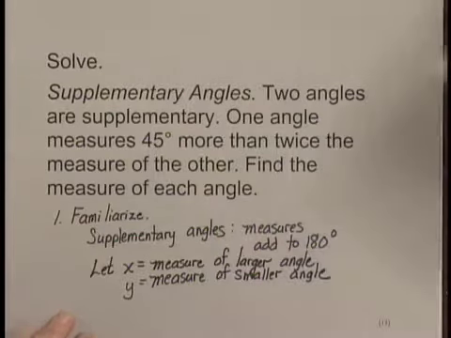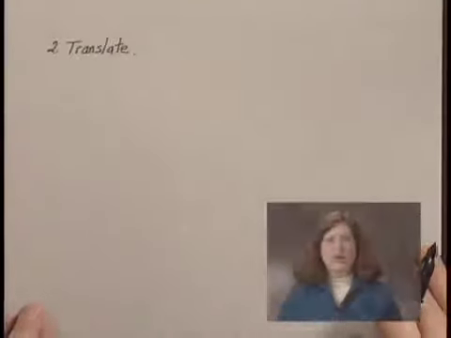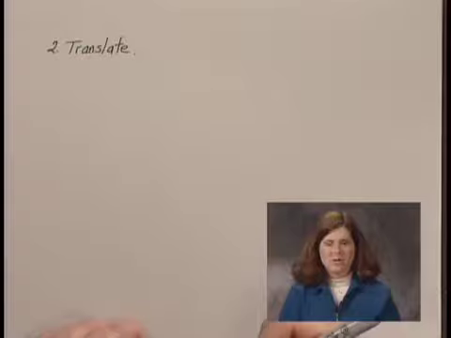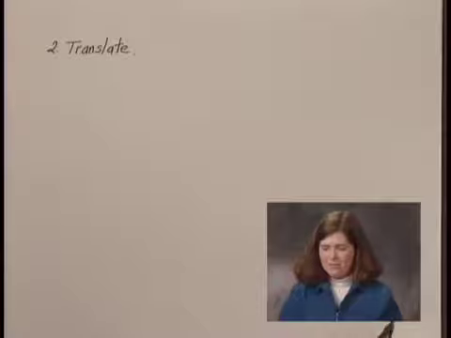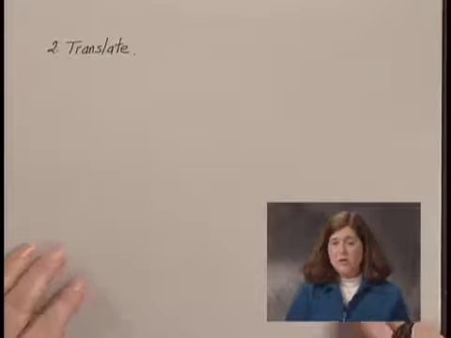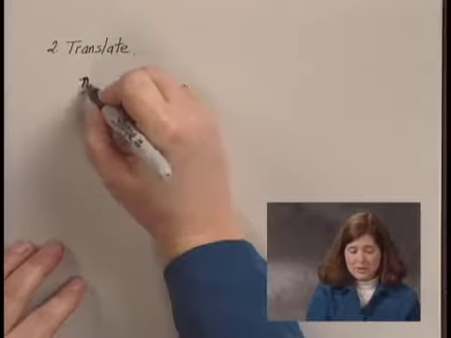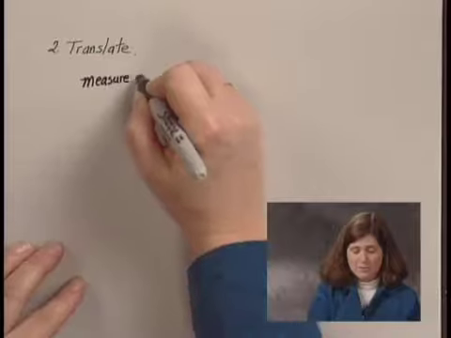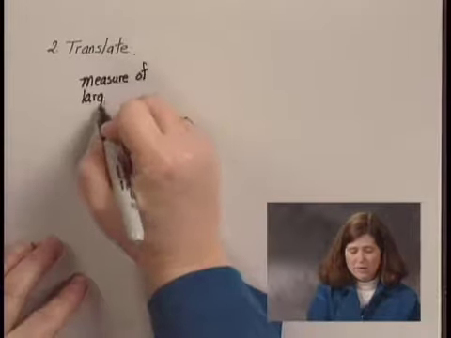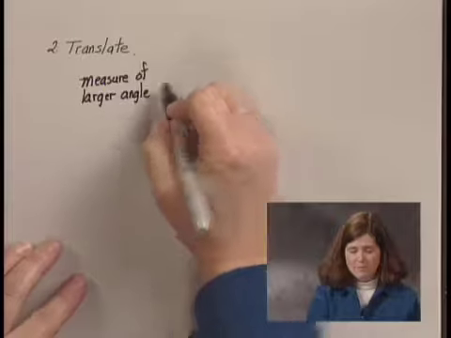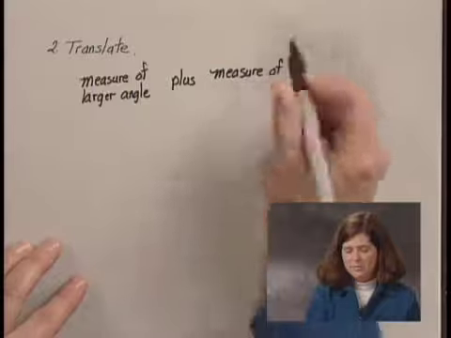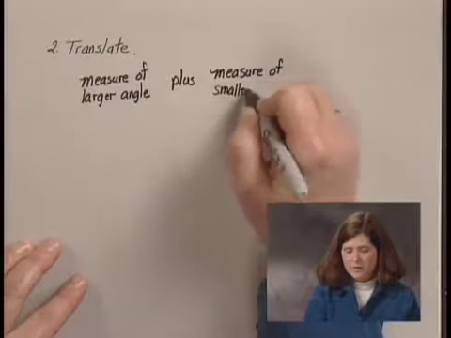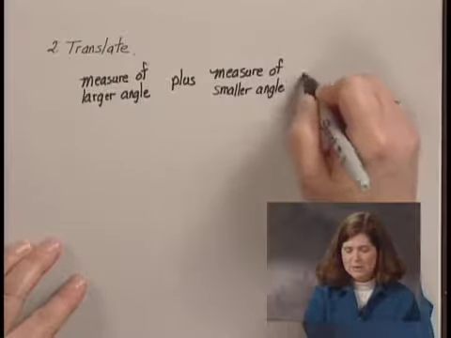to mathematical language. I'm going to start by rewriting the two relationships that I see in that problem in English in maybe a little bit different way that will make it easier to translate directly to math. I know that the two angles are supplementary. That means that their measures add to 180 degrees. So we'll say the measure of the larger angle plus the measure of the smaller angle. If you add those together, we should get 180 degrees.